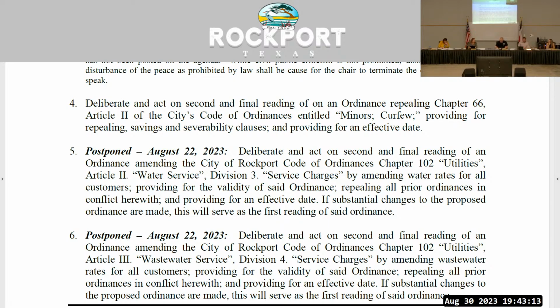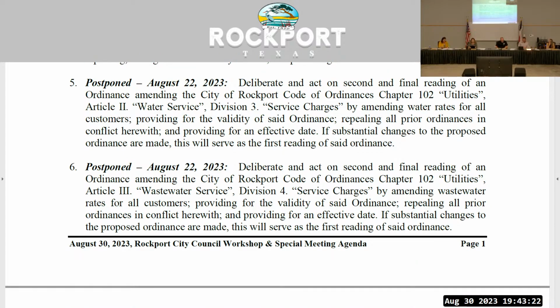Call for a vote. Ward 1? Aye. Ward 2? Aye. Ward 3? Aye. Ward 4? Aye. Mayor, aye. Passes unanimously. Item number 5, postponed, August 22nd, 2023.